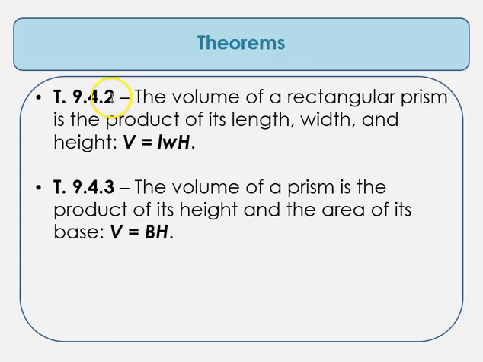Theorem 9.4.2. The volume of a rectangular prism is the product of its length, width, and height. So here's the formula, and we already expressed it as a postulate. Now you have the theorem for it. This is the basic formula that we'll be using. Theorem 9.4.3. The volume of a prism is the product of its height and the area of its base. So this is actually the same formula. For most of our problems, we'll find out what type of base we have, like we have been doing, and then we'll multiply that base total by the height, and that'll give us our volume.